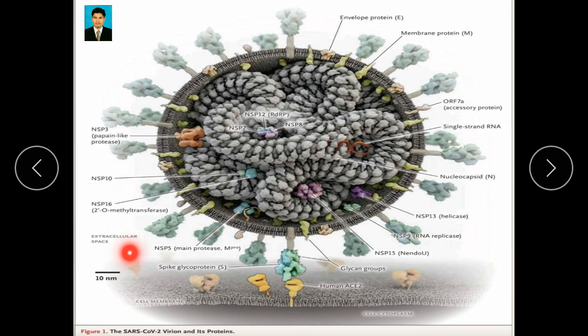So the NSP protein is the main protease, that is protein breakdown, present inside the virus. Also there is NSP16, that is 2-O-methyltransferase, then NSP9, NSP10, then NSP3, the papain-like protease. These are there, and also at the center there are NSP7, NSP8, NSP12, RdRp genes present. So this is the structure of SARS coronavirus 2, its virions and its proteins.